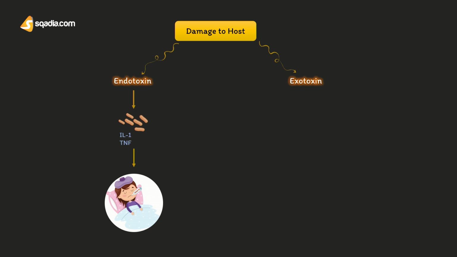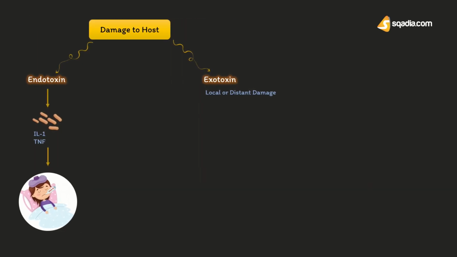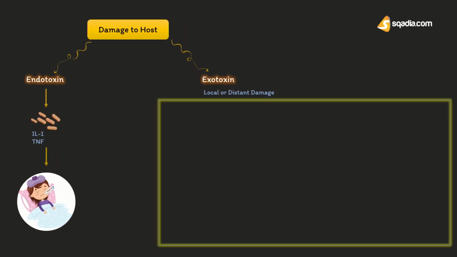Exotoxins are the bacterial toxins that can cause local or distant damage. They are usually proteins and may have a subunit structure. For example, cholera toxin has two subunits. The toxin B subunit binds to the epithelial cells, and the toxin A subunit activates adenylyl cyclase, which results in the sodium and chloride efflux from the cell, thus causing diarrhea.